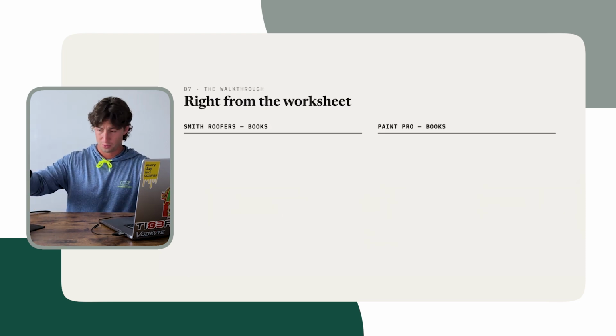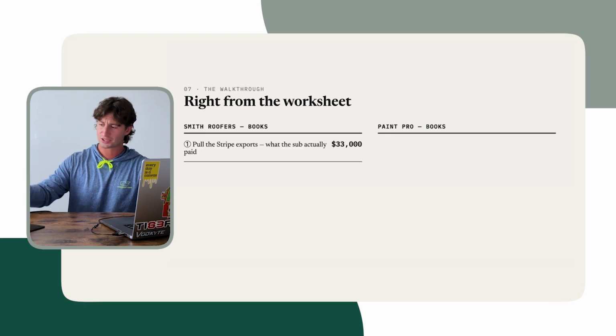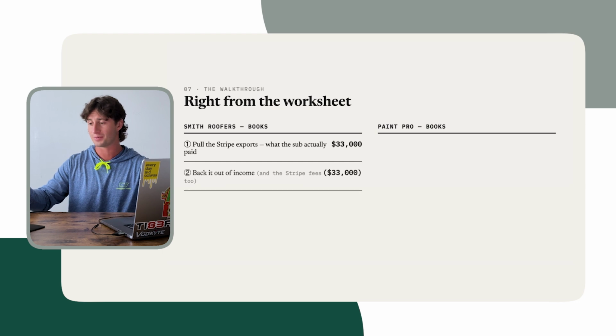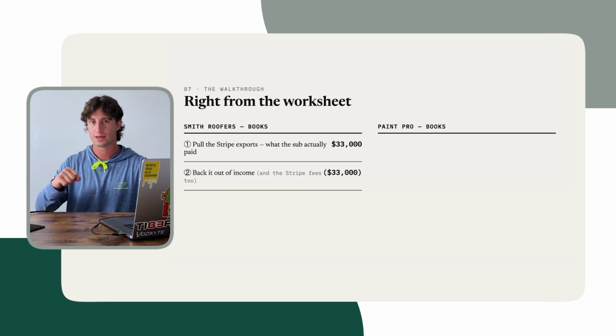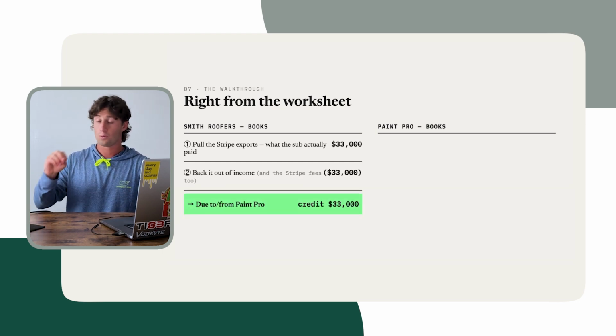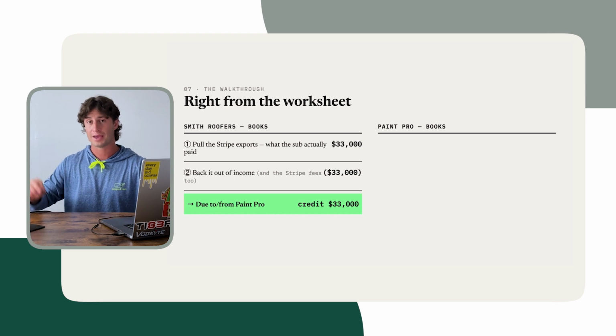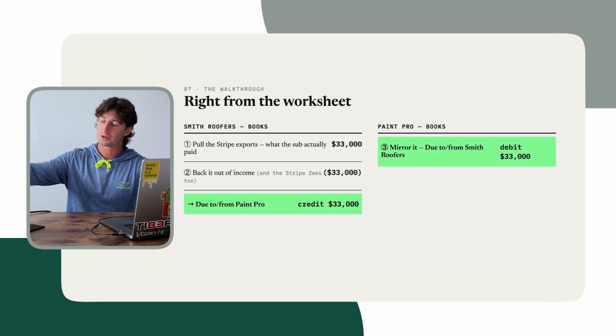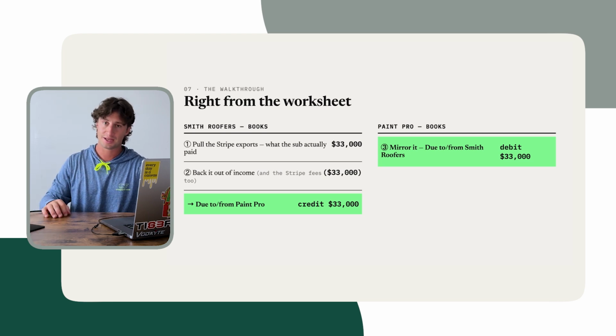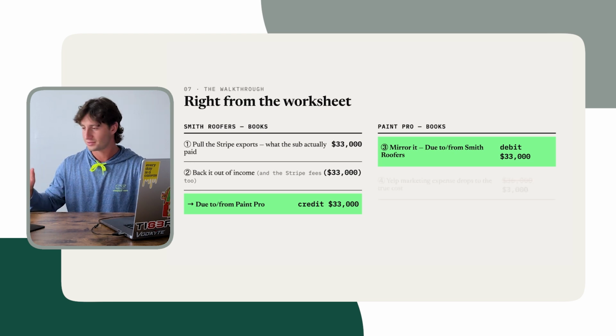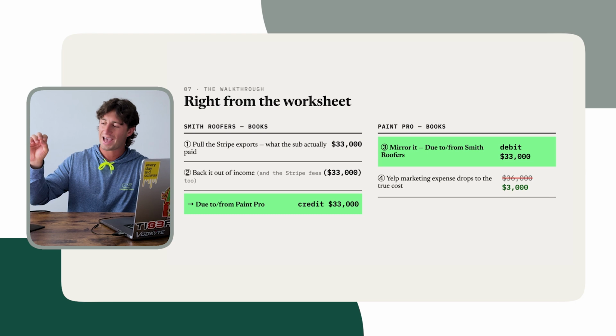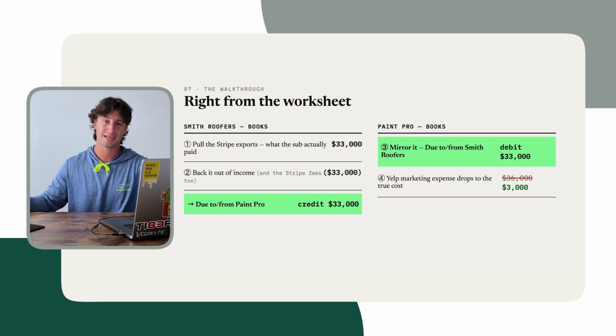So on the roofing books, same owner, income is overstated. We know that: $33,000 overstated from the subcontractor paying the roofing company. So we need to back that out of income. We debit income, and we credit the due to/from Paint Pro account. Then on the painting books, we debit the due to/from account. It's the opposite entry of the Paint Pro, and we credit the marketing expense to back it out.